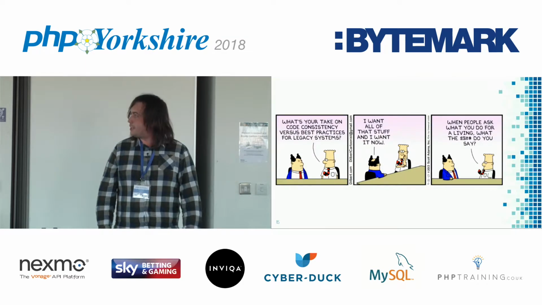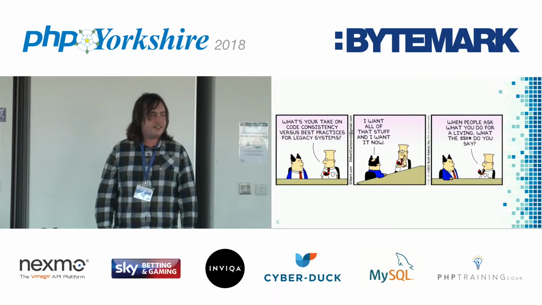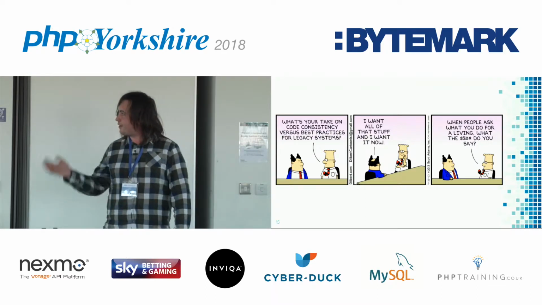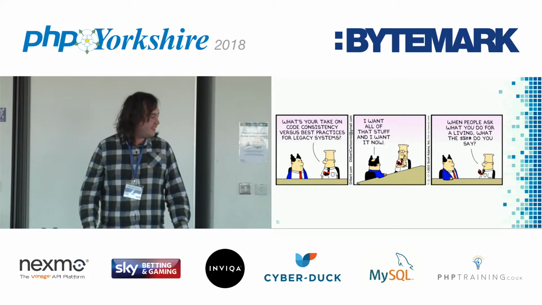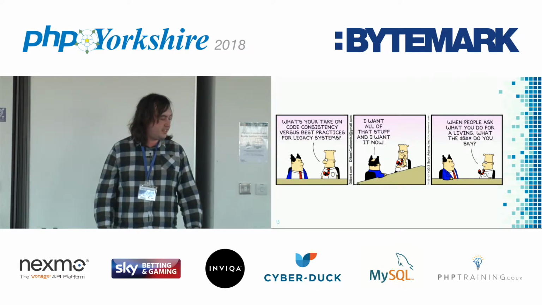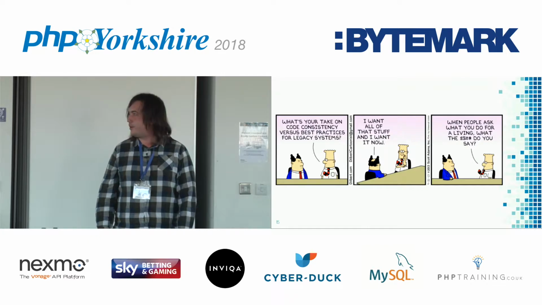So when you ask your boss or whoever's setting deadlines on it, the Dilbert comic pretty much explains it. You'll ask them what they want to do about best practice and consistency, and they want it all. They want it now. It's kind of hard to deal with.